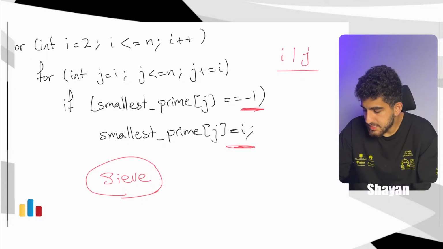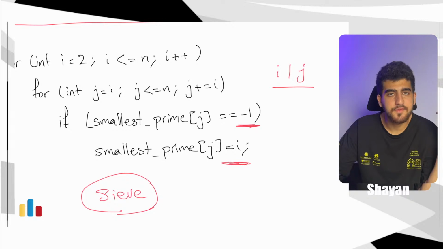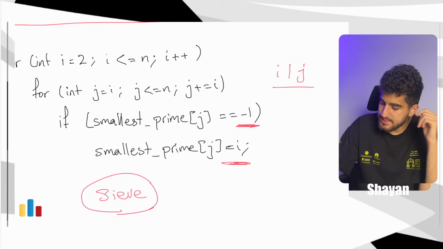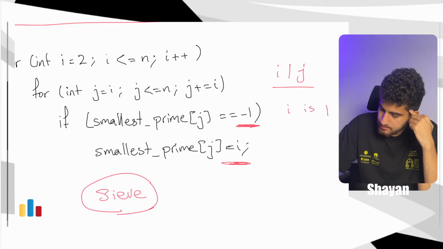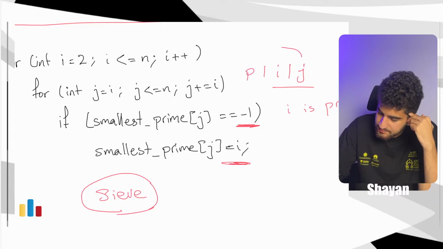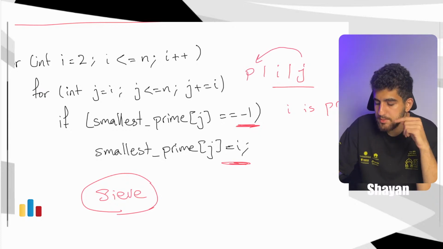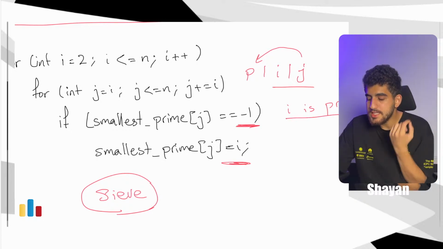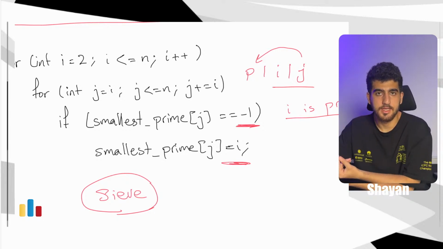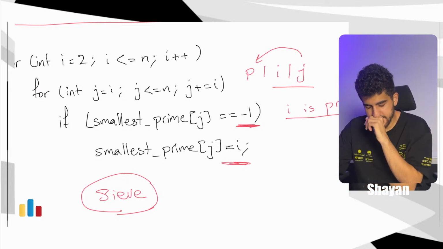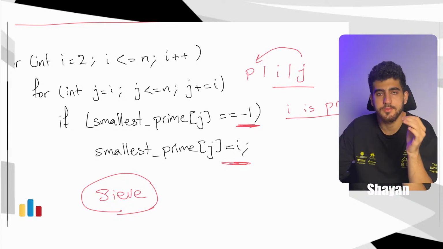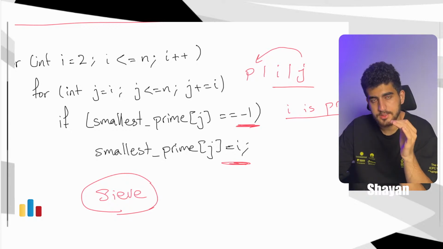If the smallest prime of j is equal to -1, it means that j hasn't found anything so far that it is divisible by. In that case, we are sure that i is prime. Why? Because if i is not prime, if i is divisible by some other p, then j would be divisible by that p as well. So the smallest prime of j was not -1 in that case. So i is prime, and i is the smallest prime that divides j, because we haven't yet found any other prime that divides j, right?